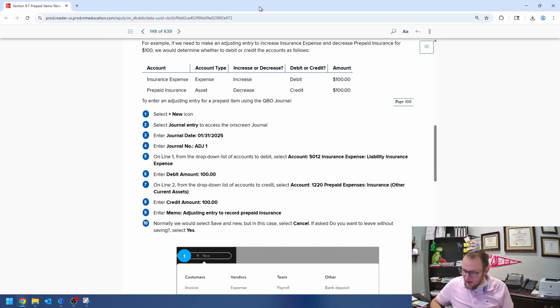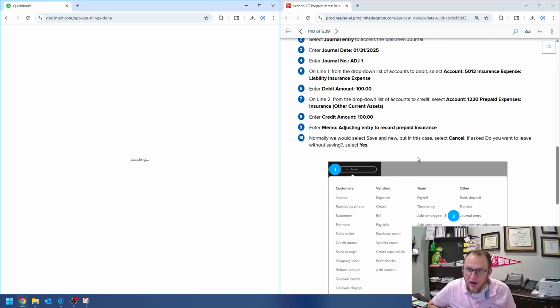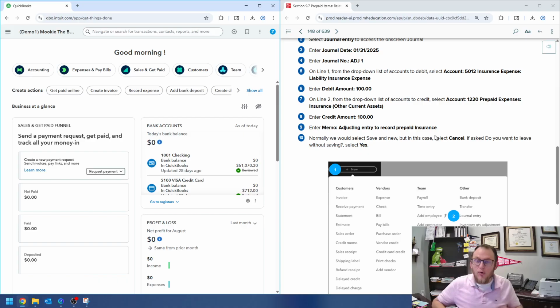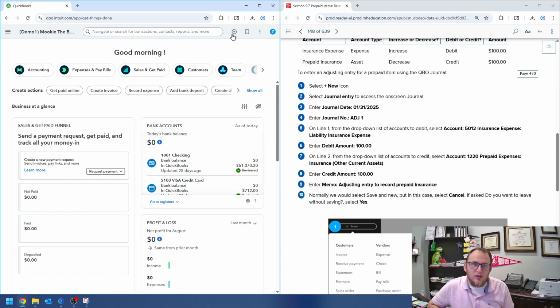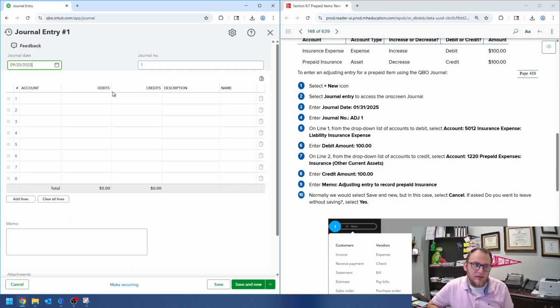So in QuickBooks, let's take a look over here. This says down here at the bottom that normally we would save it, but in this case, we're going to cancel it. We don't want to book this entry, but we just want to go through the process and see how it works and what it looks like. So you would go to plus create and then journal entry. Your journal entry date is going to be the end of the accounting period, in this case, 1/31/2025. Our journal number is going to be ADJ1.